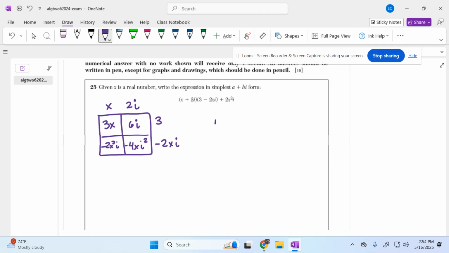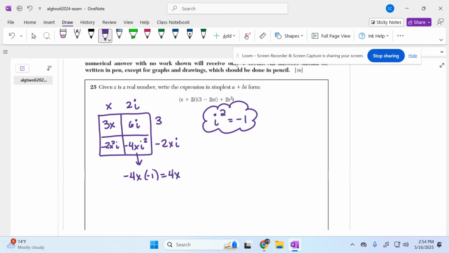Now we hope to remember that i squared is -1. That is the 1 power of i you should just know right off the top of your head without having to do much work. So since we know i squared is -1, I can actually rewrite this as -4x times -1, which is equal to +4x.